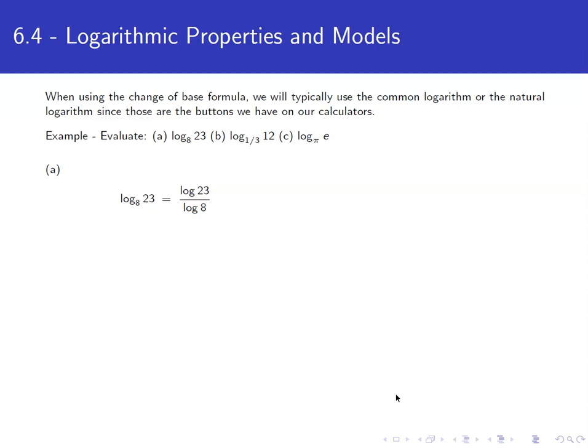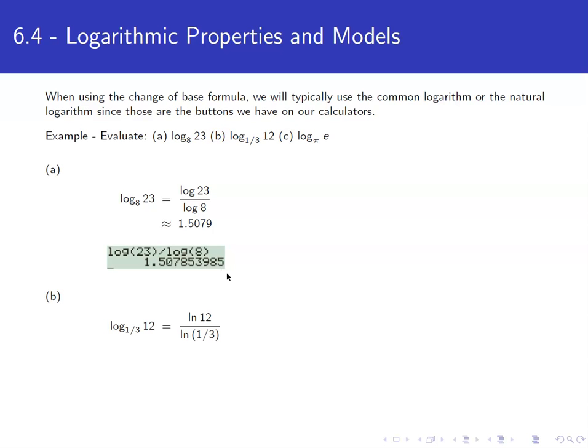The first one asks us to evaluate log base 8 of 23. Certainly we don't easily see 23 as a power of 8, so we can use our change of base formula. This is the same thing as log of 23 over log of 8. Here I'm using common log. I can type both of those into my calculator and get about 1.5-ish. And there's what the syntax would look like in your calculator in that case.